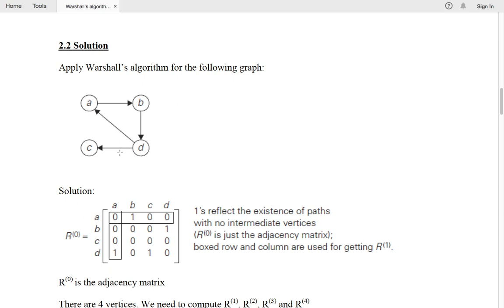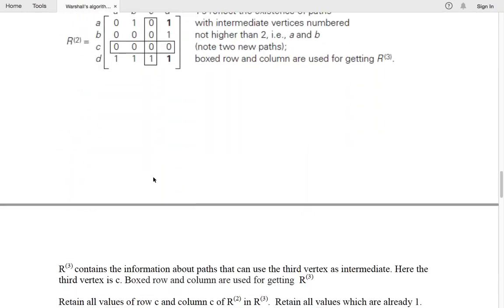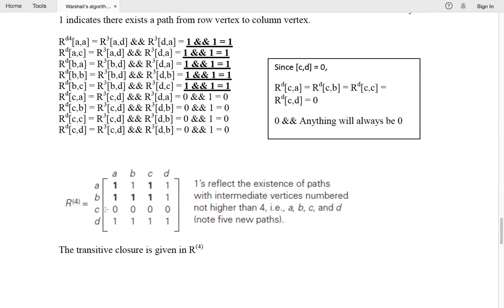So from A, I can reach all other vertices including A. From B, I can reach D, C, A including B. From D, I can reach A, B as well as D. From C, I cannot reach any vertex. So that's the reason why your final answer has ones and C has zeros. So this is the transitive closure of the given graph.